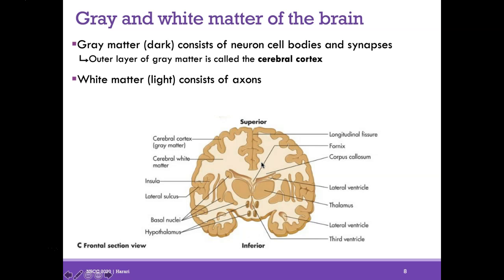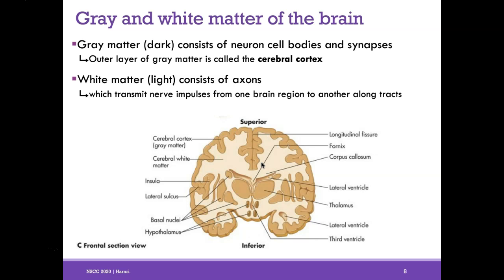It's composed of tracts, what they're called. Tracts are bundles of axons. So the white matter has all the axons that transmit the nerve impulses from one brain region along these to another brain region. So they basically connect one part of the brain to another and also to the spinal cord. And I'll talk about that a little bit more, but know that white matter is the axons or the tracts, the gray matter are the neuronal bodies and the synapses.